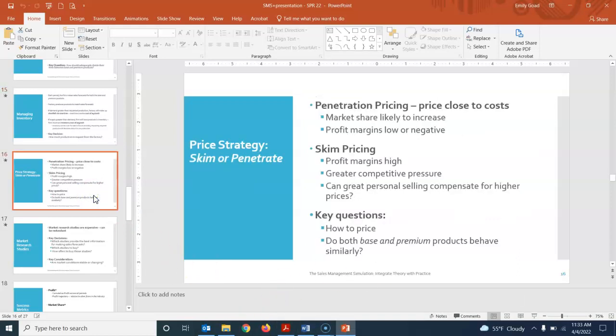The other thing, what's your pricing strategy going to be? Are you going to price close to cost? Are you going to have high profit margins? These are other questions to ask.